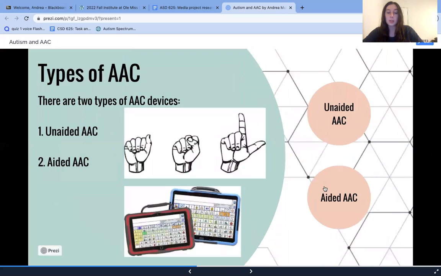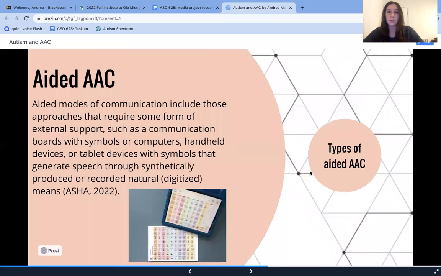So now we're gonna go into aided AAC, and there's a lot of good information on aided AAC. So they are modes of communication that include those approaches that require some form of external support, such as communication boards with symbols or computers, handheld devices or tablet devices with symbols that generate speech through synthetically produced or recorded natural digitized means. All right, and now we're going to get into our different types of AAC devices.